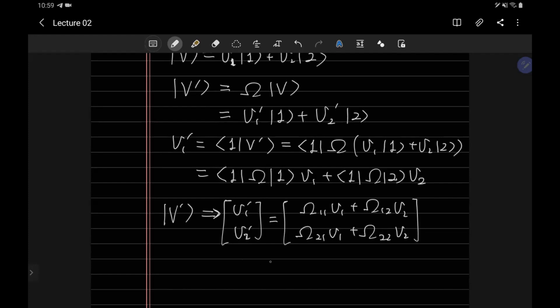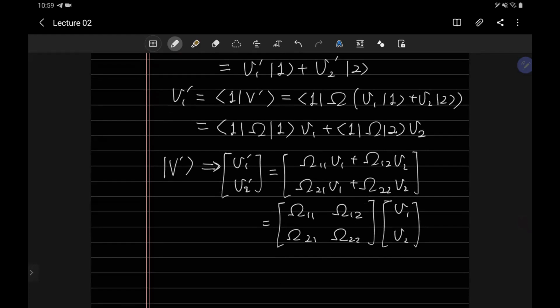And this one can also be rewritten as omega sub 1 1, omega sub 1 2. And the first line will be decomposed into this one. And then similarly, the second line will look like this one.